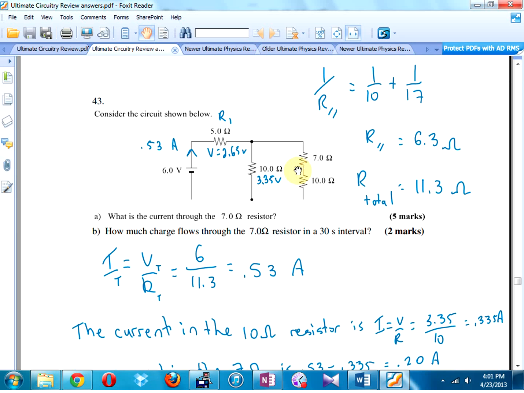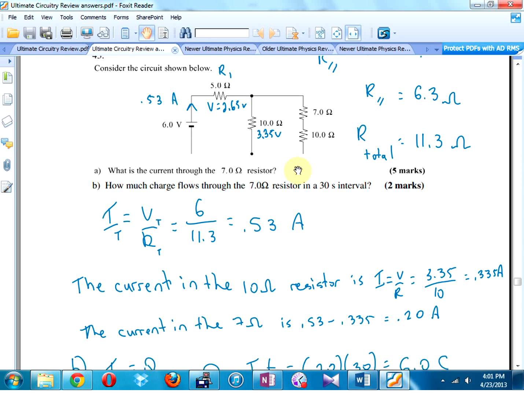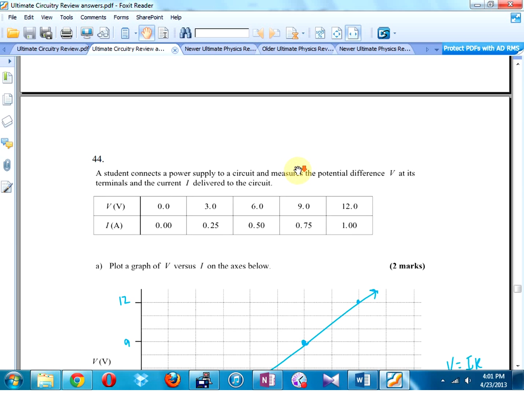Consider the circuit shown below, blah, blah, blah, blah, blah. Yeah.